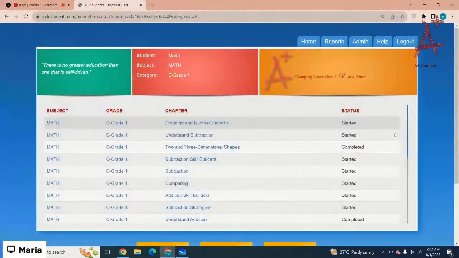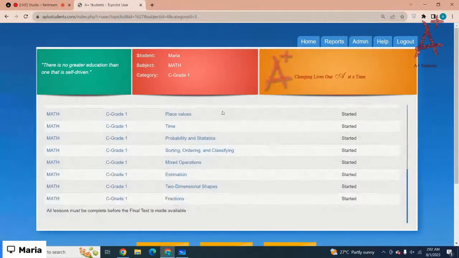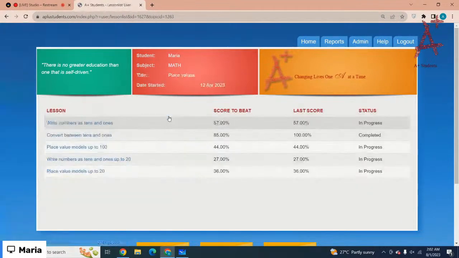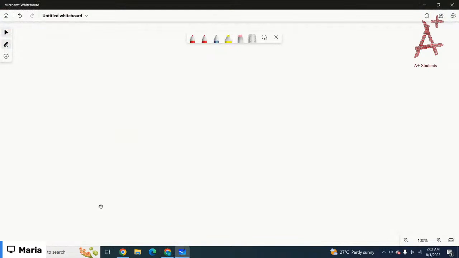Okay, here I'm on grade 1 math. So we're going to start with the chapter place values. Here is the chapter. The lesson we're going to start with is write numbers as tens and ones. So let's just start with the first example. Type the missing number: 6 tens.